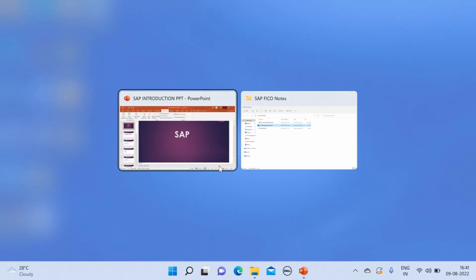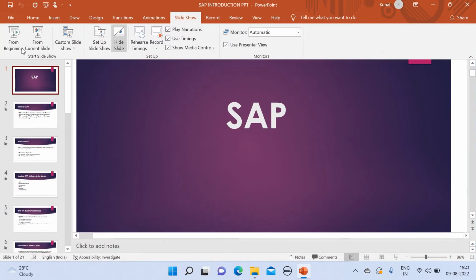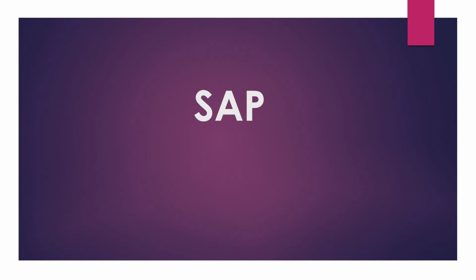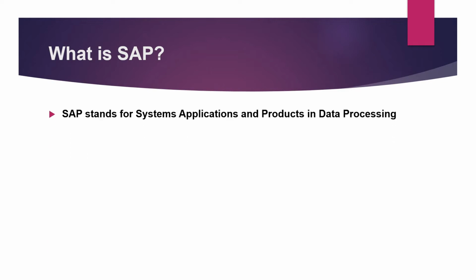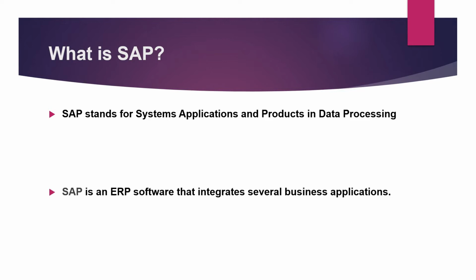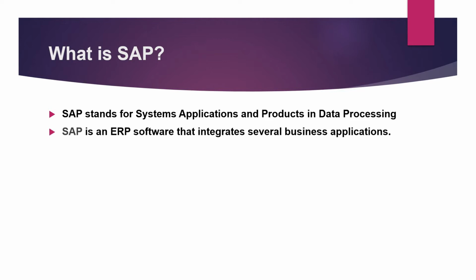So first let me start the PPT. So yes, what is SAP? The full form of SAP is System Applications and Product and Data Processing. Generally, SAP is a system which integrates the business processes. It is very much similar to Tally, which is an ERP. The full form of ERP is Enterprise Resource Planning. We're going to learn more about the ERP in the next slide.